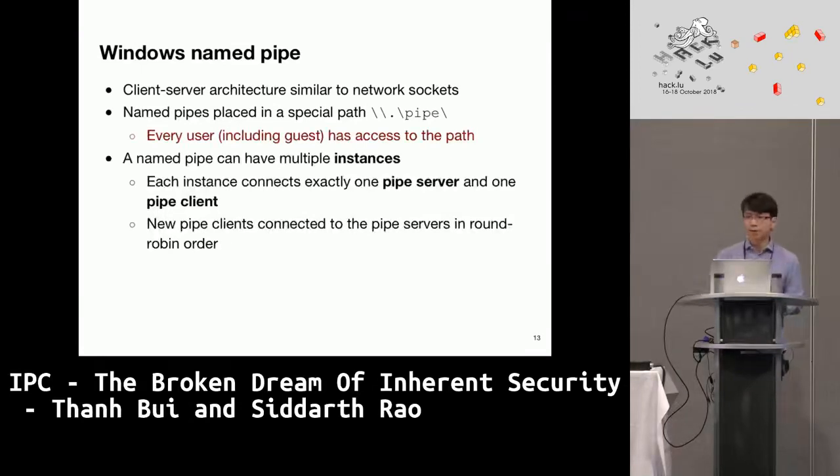With network sockets, there's always one server and multiple clients can connect to it. But with named pipes, there can be multiple instances of a named pipe, and all of these instances share the same name. There is exactly one pipe server and one pipe client that can be connected to each instance. When the pipe server process runs, it waits for the pipe clients to connect to it. And once a client process joins a pipe instance, the pipe server process or even another process can create a new instance and wait for a new client.